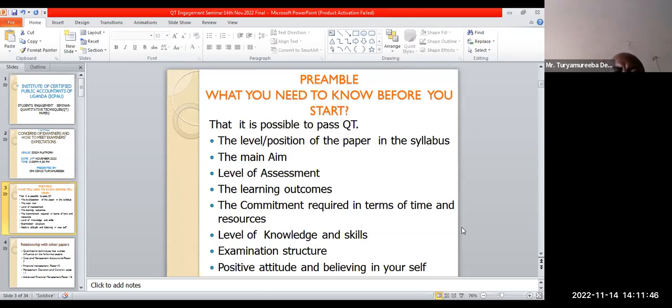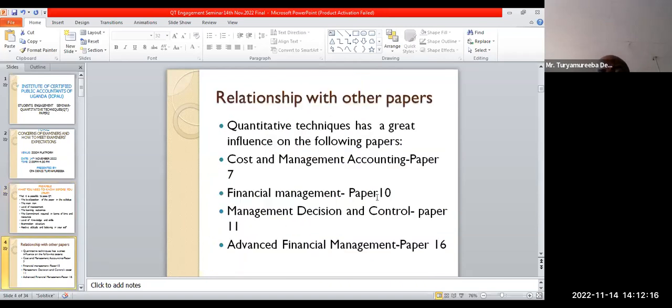Then the commitment required in terms of time and resources. Very many students will think that in one week towards the exam, they will sit down and revise and pass. And when they don't pass, they fail to understand that they gave the paper very little time. Then the level of knowledge and skills that is required, the examination structure, and the positive attitude and believing in yourself. You are supposed to make sure that those are right before you begin, my dear friends.